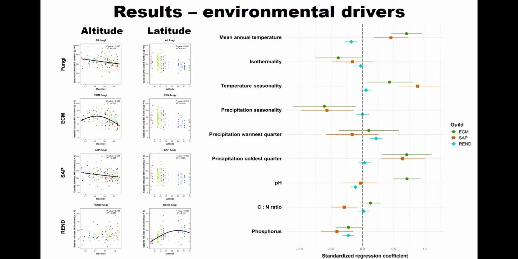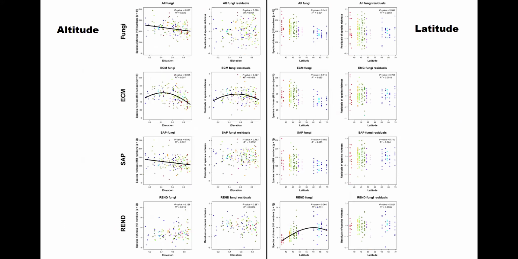I will not go into details here. I just want to point out that the majority of the drivers that we identified were somehow related to climate, while the soil chemistry variables did not have such a pronounced effect on the richness of the fungi.